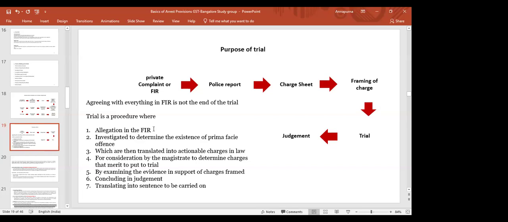One minute. Yes, sir. There is no charge sheet filed by the GST officer here. Charges will be framed by the magistrate.